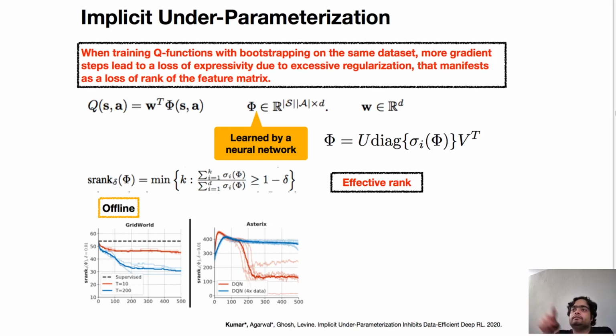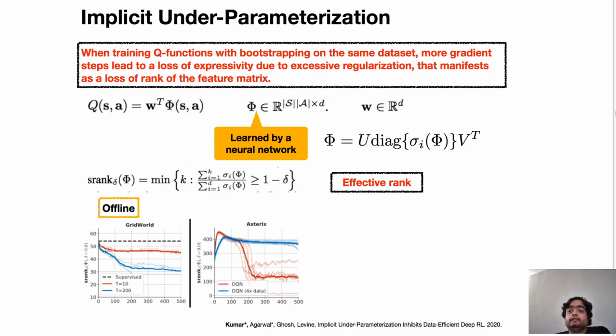So phi is this matrix that has a dimension of state space times action space on one axis and dimension D on the other axis. So I'm trying to measure the rank of this matrix. And rather than measuring rank, I'm measuring the effective rank, which is a sort of surrogate for rank, as we discussed. Now, it turns out that if you measure this, you'll find that the rank actually degrades during training.